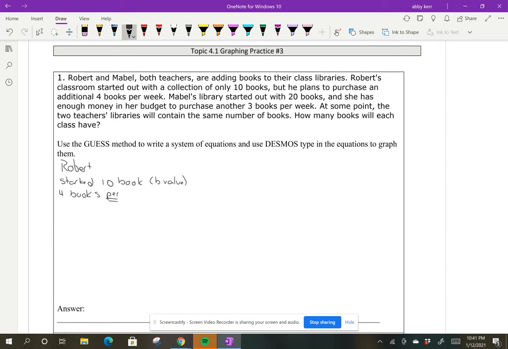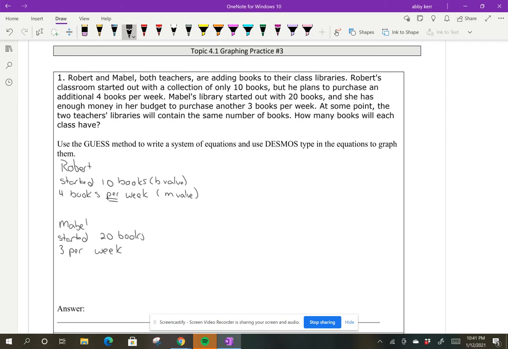Now this word per means it happens every unit. In this case, the unit is weeks. So since it's a pattern or it happens over and over again, that's going to be our M value, or our slope. And then we're going to do the same for Mabel. We said that she started with 20 books, and she kept buying 3 books per week.